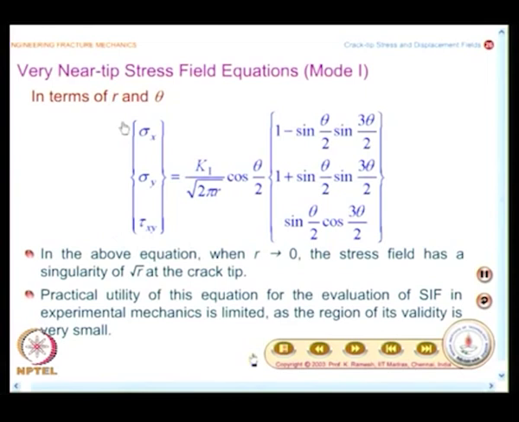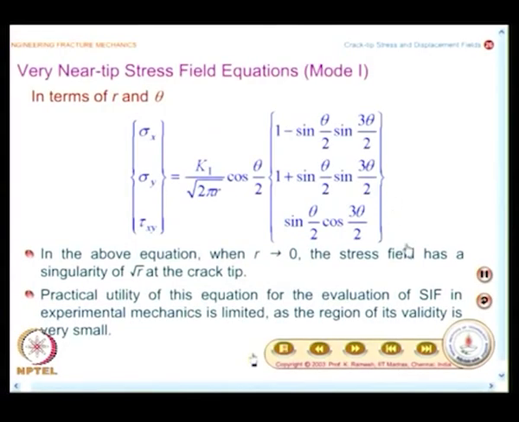Right now, we have been successful in getting the stress field very close to the crack tip, because we have made an approximation that z naught is very small in comparison to A. Is it useful for experimentalists? If you raise that kind of a question, the answer is no, because the region of its validity is very small. In fact, conventional books on fracture mechanics provide you only this solution. They do not even discuss the higher order terms.